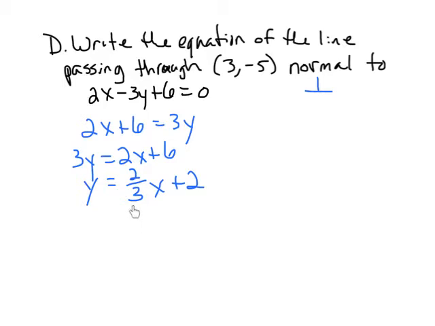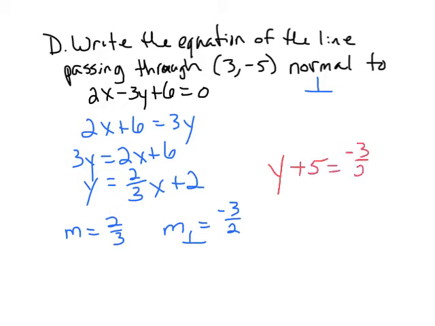I'm going to steal this slope. So the original slope is 2/3. From that, I need the perpendicular slope. The perpendicular slope is going to be negative 3/2. So now I have my new slope and I have my point. It's just one step. For the answer, y minus a negative 5 is equal to negative 3/2 times x minus 3. That's all you have to do.